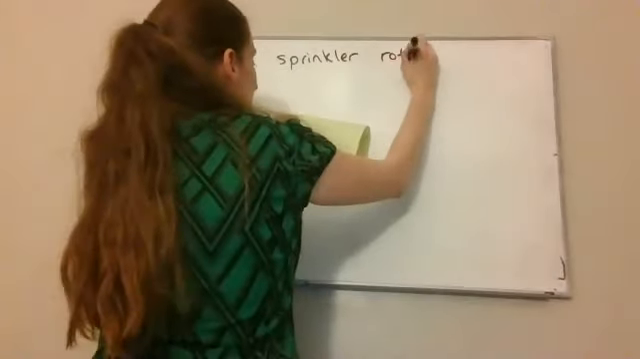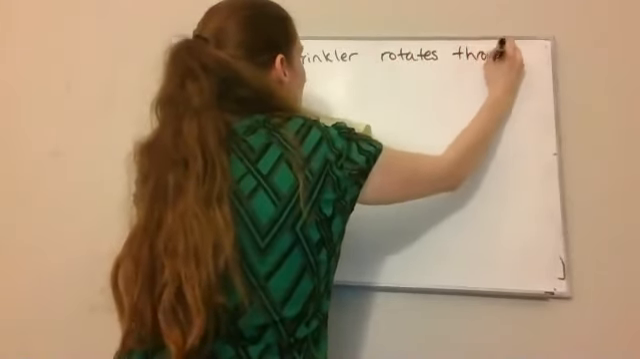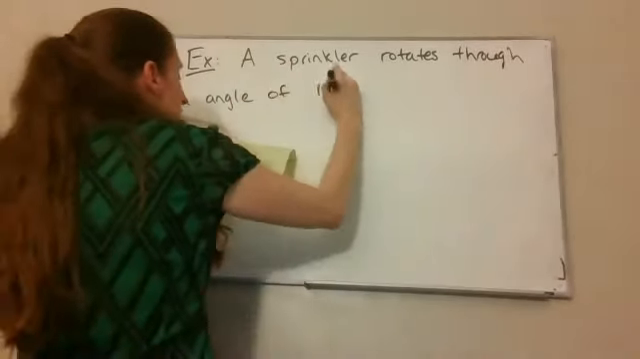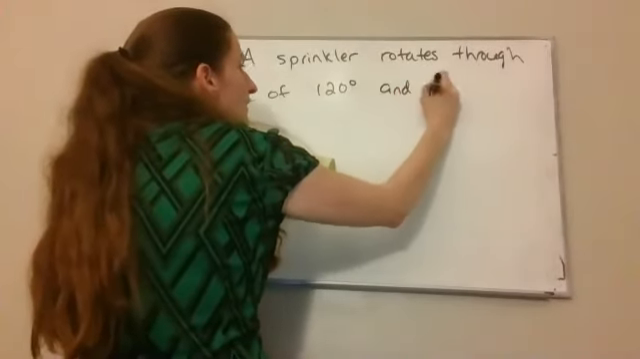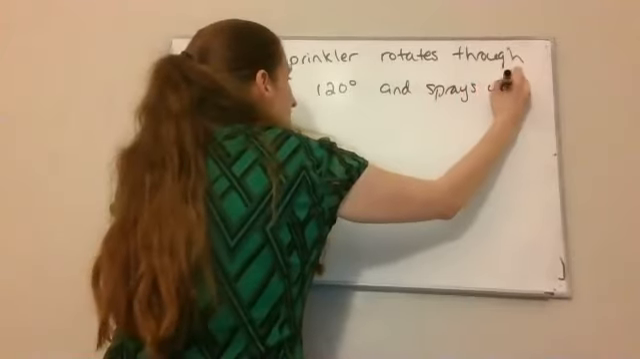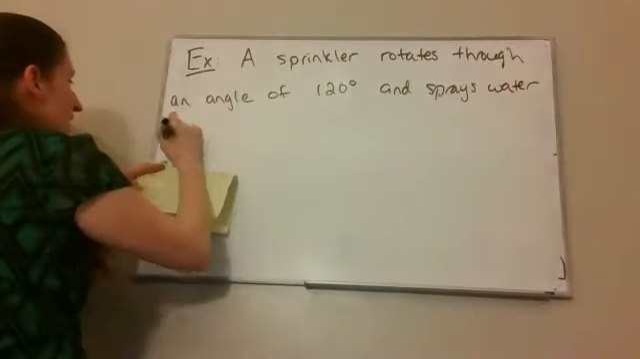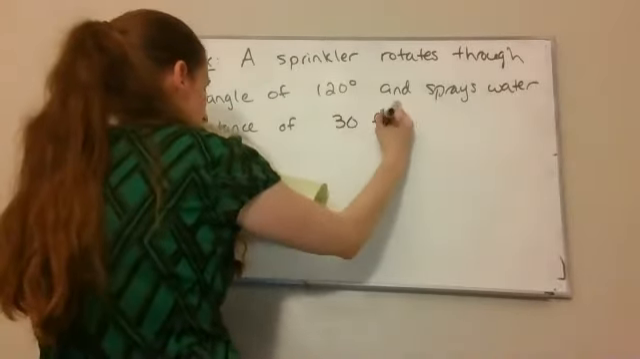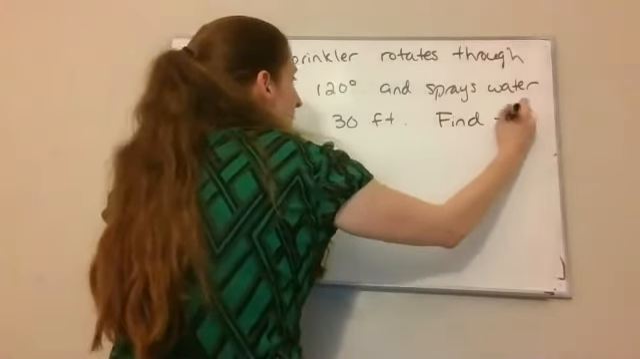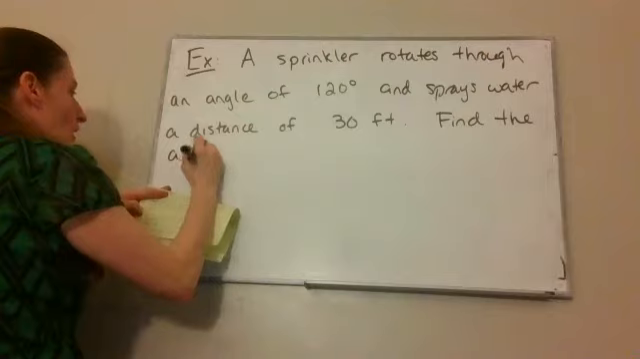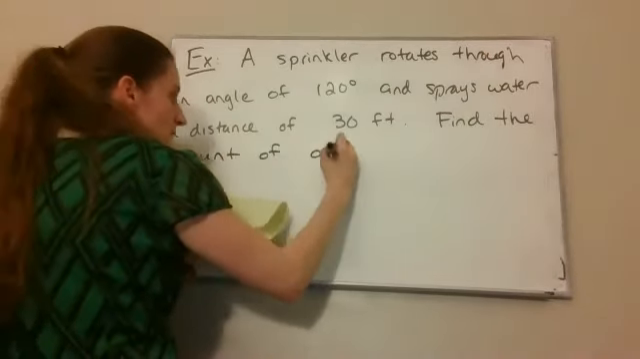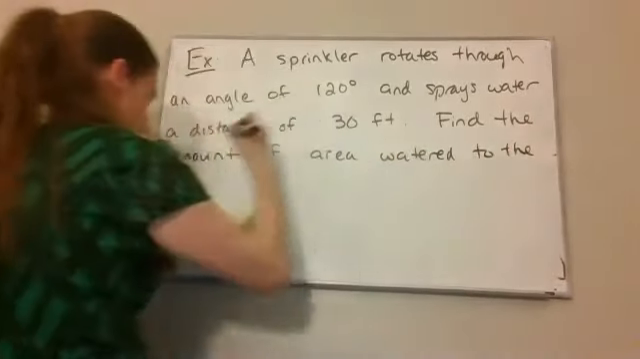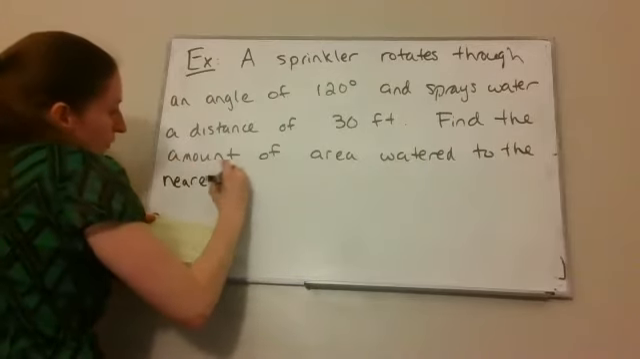A sprinkler rotates through an angle of 120 degrees and sprays water a distance of 30 feet. Find the amount of area watered to the nearest whole unit.